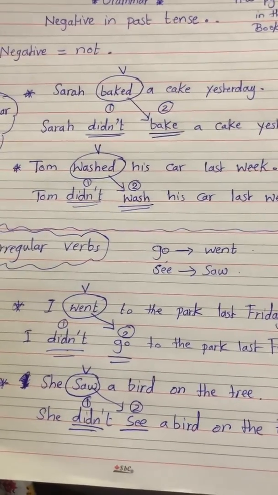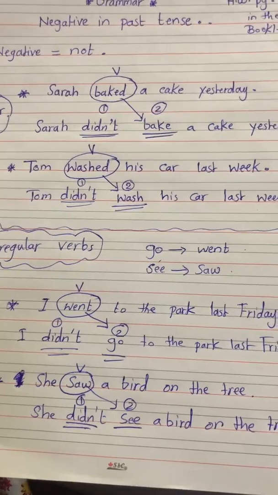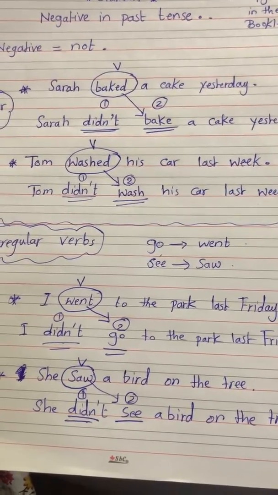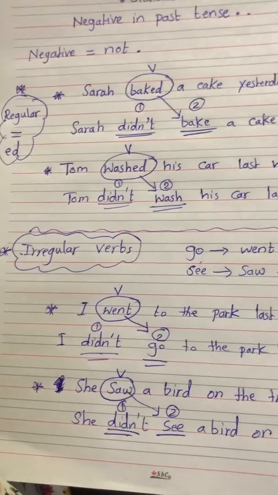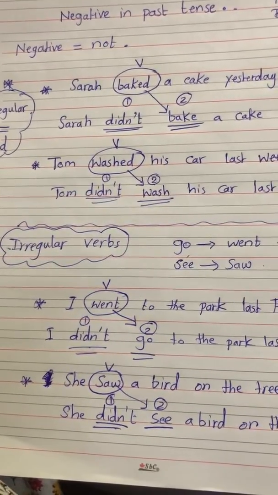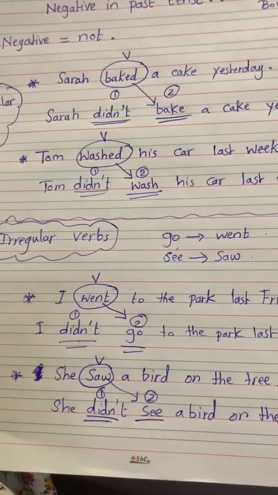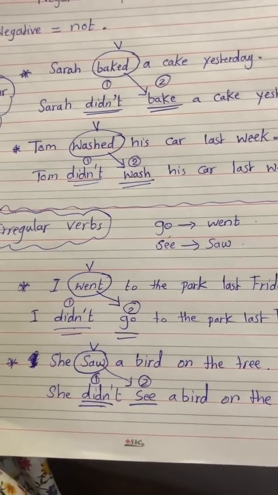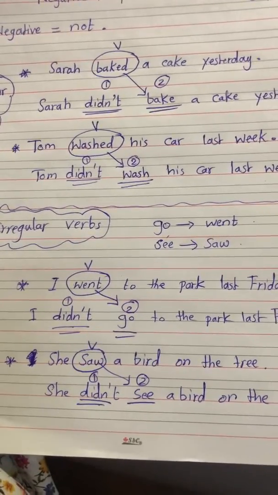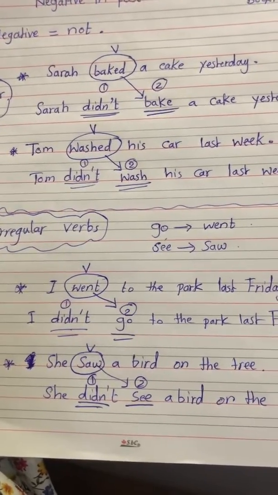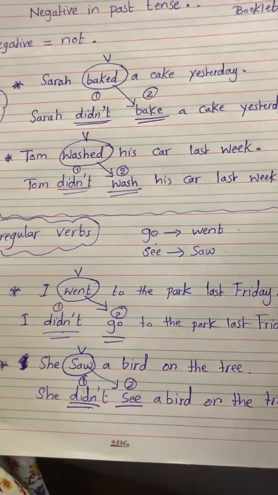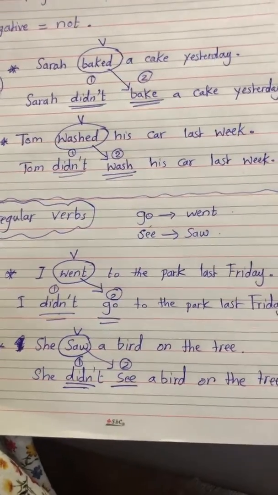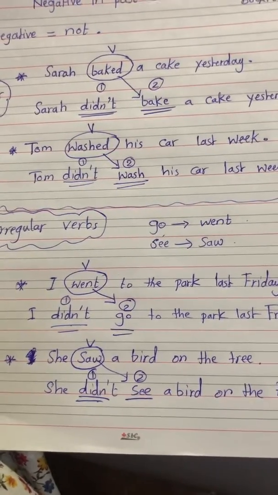We studied that we have two kinds of verbs in past tense, the regular one and the irregular one. The regular one means to add the ed at the end of some verbs, and the irregular verbs, we will not add ed at the end of the verb, but we will change the word, or maybe we'll change some letters, or we will change all the word to make it in the past tense.